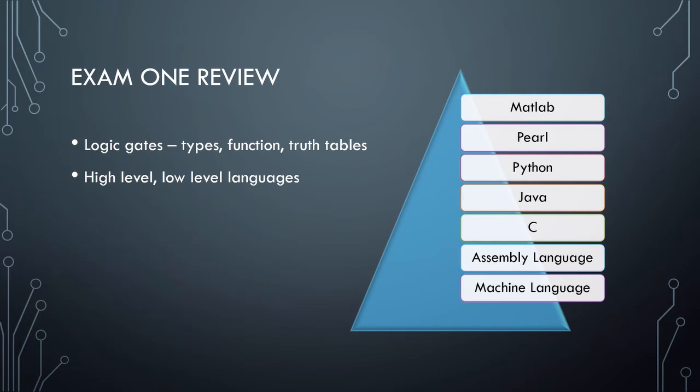So again, high is a very complicated programming language. MATLAB would be a high level, and low level is a very basic language. So at the very bottom here, we have machine language. So be familiar with those and kind of the rankings of each of those languages.